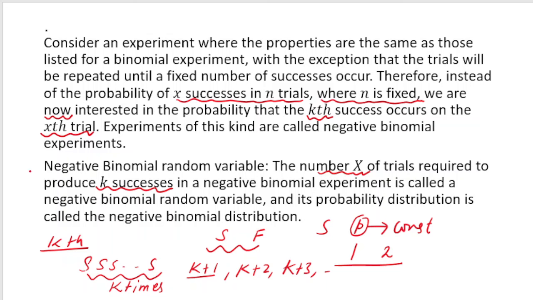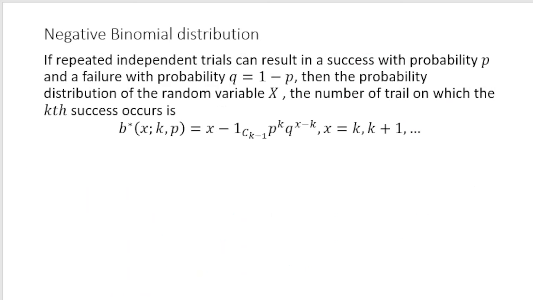So what is the negative binomial random variable? The number x of trials required to produce k successes in a negative binomial experiment is called a negative binomial random variable, and its probability distribution is called the negative binomial distribution. I will explain it further, so let us move to the next page.